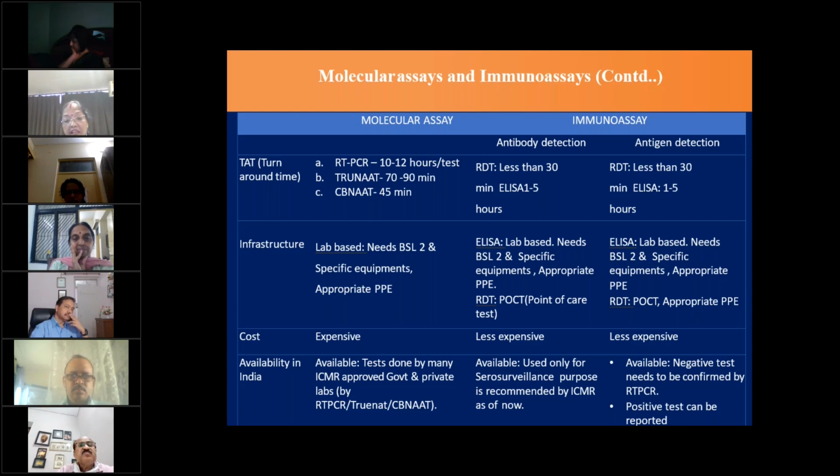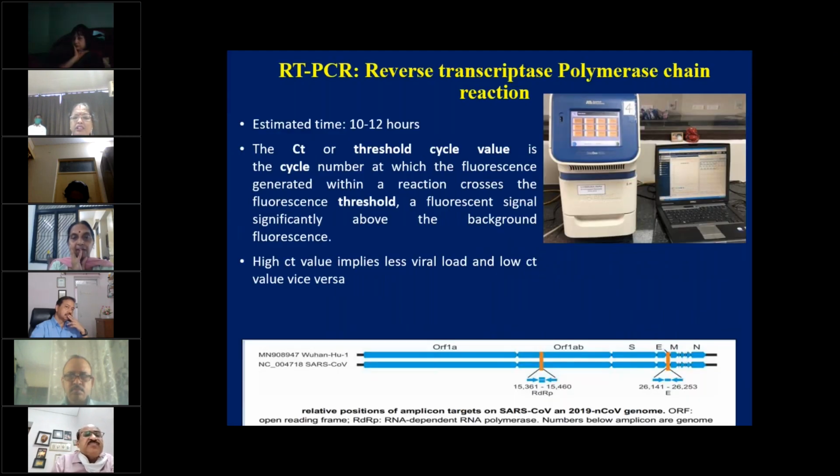If you are going for the ELISA, again, it is a lab-based test, and it will require BSL-2 and specific equipment and appropriate PPE. But if it is an RDT, a rapid test, then it can be used as a point of care test. I'll skip the cost and other things. And nowadays these tests are available everywhere.